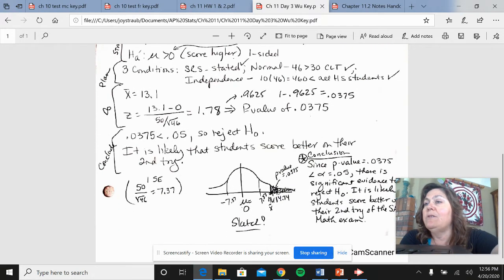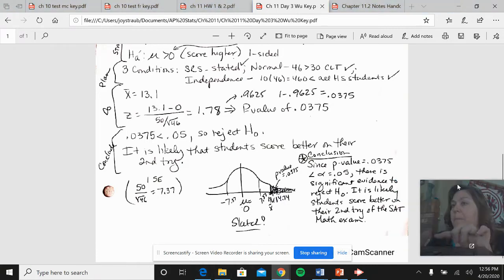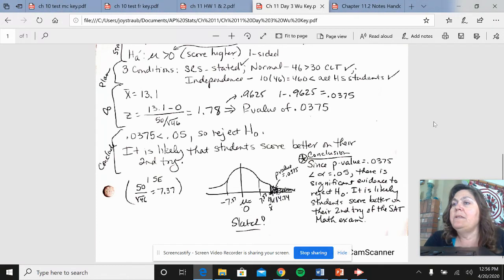Let's go on to our conclusion. I wrote it out there. Let's see if I move myself out of the way. Okay. Since the p-value of 0.0375 is less than alpha, which equals 0.05, there is significant evidence to reject H0. So this is the way your conclusion should be written. We talked through this yesterday. It is likely students score better on their second try of the SAT math exam. So there's our final conclusion from the test.